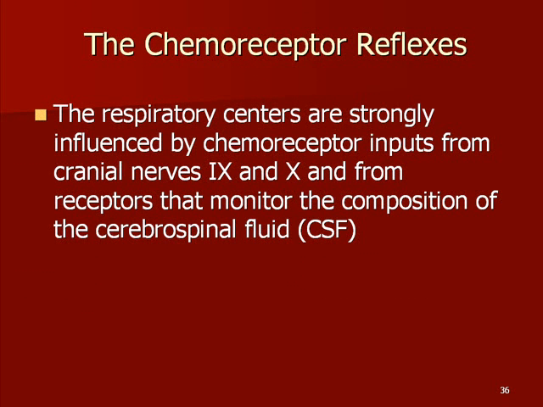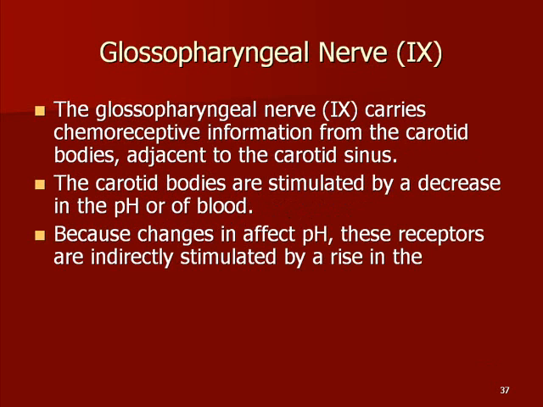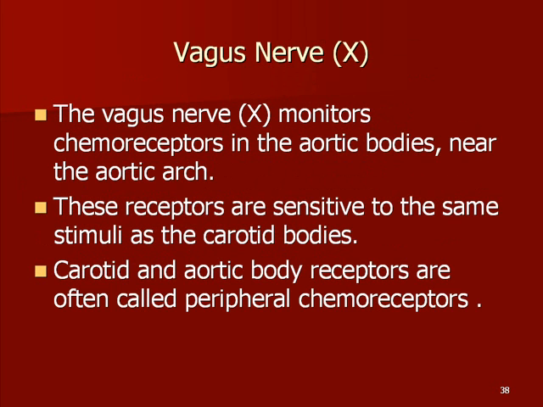The respiratory centers are strongly influenced by the chemoreceptor inputs from cranial nerves 9 and 10 and from the receptors that monitor the composition of the cerebrospinal fluid. The glossopharyngeal nerve, or cranial nerve number 9, carries chemoreceptive information from the carotid bodies adjacent to the carotid sinus. The carotid bodies are stimulated by a decrease in the pH of the blood. Because changes in CO2 affect pH, these receptors are indirectly stimulated by a rise in the levels of CO2.